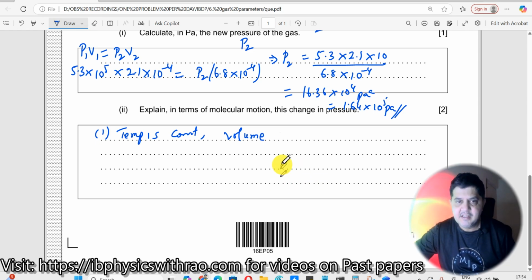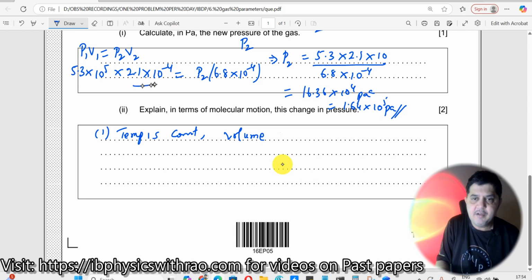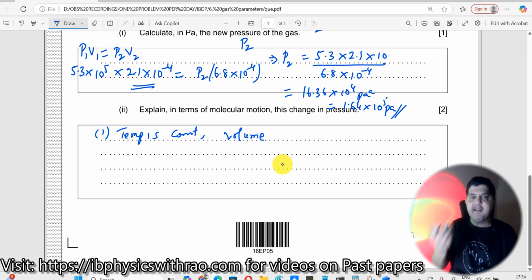Let us look at this. What is the initial volume? 2.1 into 10 power minus 4. What is the final volume? 6.8 into 10 power minus 4. Which means what? 6.8 is higher than 2.1, right? So therefore, volume is increased. And volume is increased, what happens?